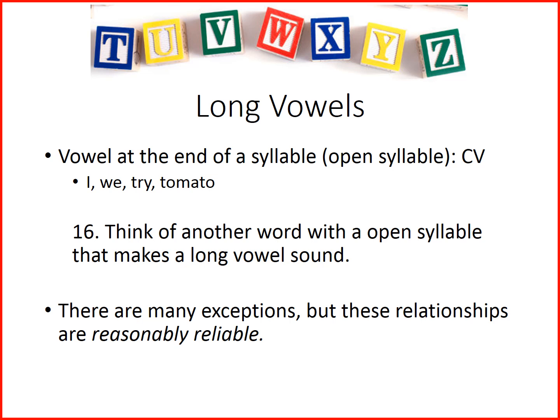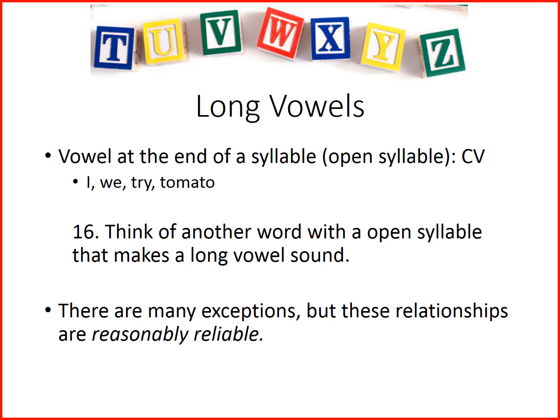Another way we get the long vowel sound is if the vowel is at the end of a syllable or word. We call that the CV pattern, consonant vowel. Consonant starts with C, vowel starts with V, so it's called the CV pattern. Like I and we and try, where the vowel is at the end of the word and thus the end of the syllable, and so it says the long sound.